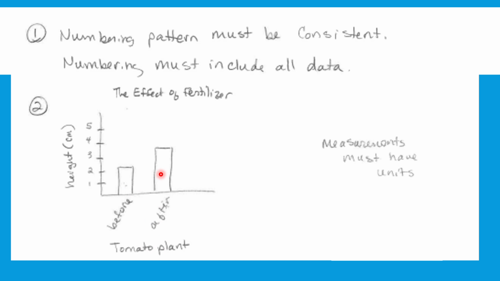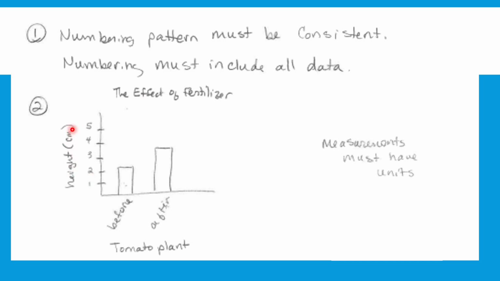So before and after, we're talking about the tomato plant before we added fertilizer, the tomato plant after we added fertilizer. Choose a consistent numbering pattern that goes all the way up. So I'm counting by ones. So if I start counting by ones, I have to count by ones all the way up. If my numbering does not fit, then I have to erase that and count by twos, or erase that and count by fives. You got to do a little bit of planning.